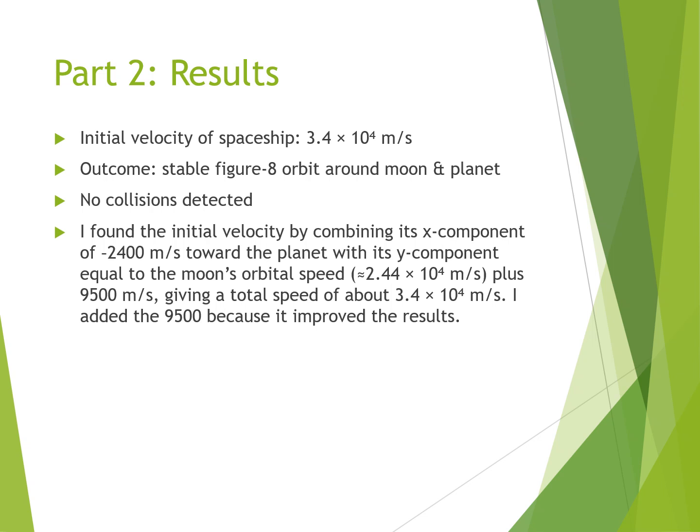So the result was a speed of 3.4 times 10 to the 4 meters per second, and the outcome was a stable figure 8 orbit around the moon and planet with no collisions detected after 700 hours. I found the initial velocity by combining both its x and y components, giving that total speed, and I added the 9,500 to the y component of the speed because it improved the results.